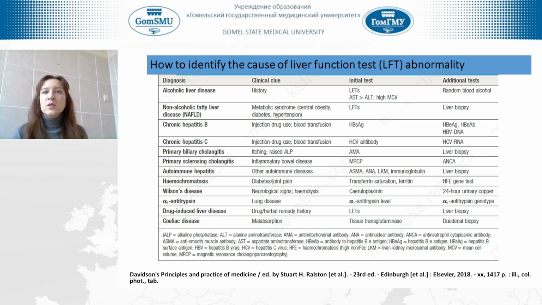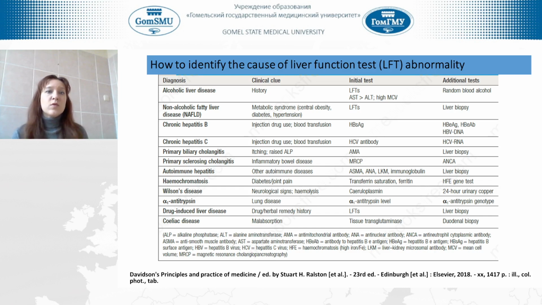In this table, we can see the characteristics for clinical clue, initial test, and additional test. For example, for non-alcoholic fatty liver disease, there is metabolic syndrome, central obesity, diabetes, hypertension; we examine liver function tests and liver biopsy. For example, primary biliary cholangitis: clinically, raised alkaline phosphatase; as initial test we can find antimitochondrial antibodies, and additional test is liver biopsy.